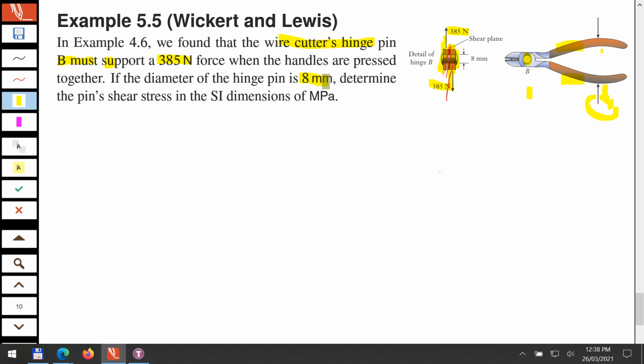So diameter you know is 8 millimeter. Determine the pen's shear stress in SI dimensions of megapascal. So how do we start? The first thing we need to find is the shear force, and shear force will be, tell me, कितना होगा?